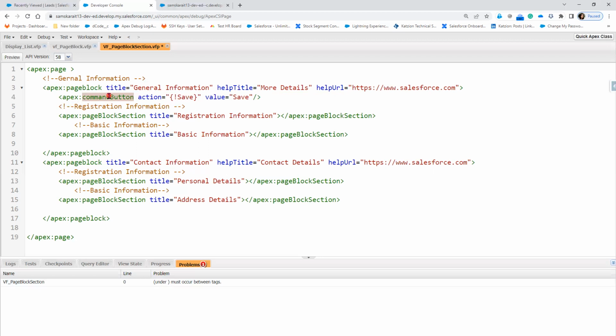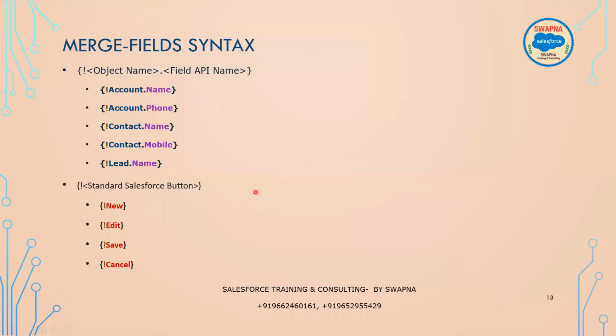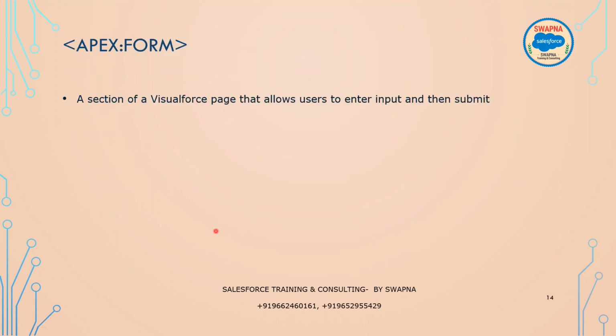As soon as we add a command button, or as soon as we add any input, it is expecting that there are some inputs or some DML operations going to happen. That means there is some execution, some insert, some update, some delete, happening on this page. Whenever there are inputs given to this page, or some execution is happening at the back end, then we have to go for another Visualforce tag, which is called apex colon form.